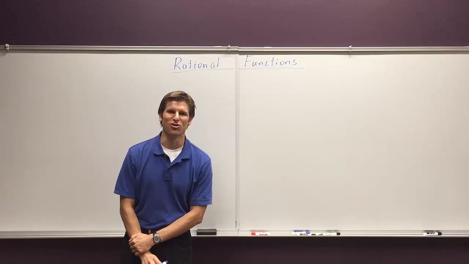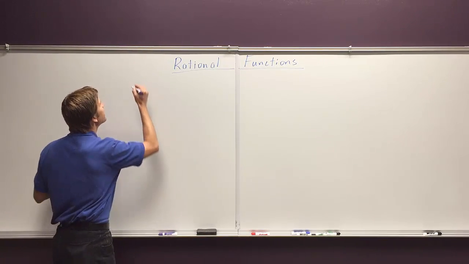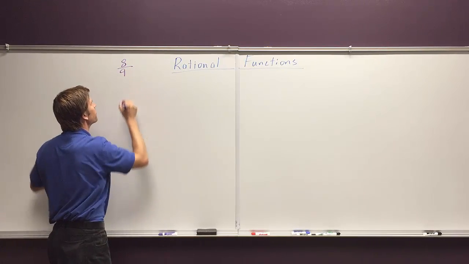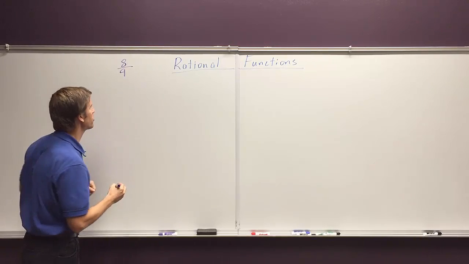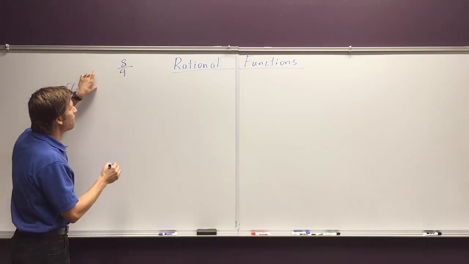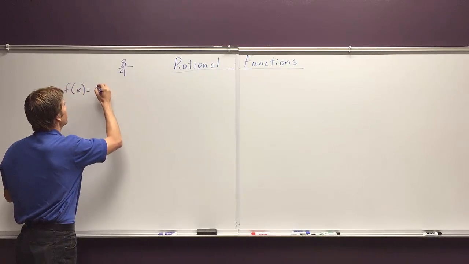Let's talk about rational functions. So you remember a rational number is an integer divided by another integer, right? A non-zero integer. So a rational function is actually a polynomial function divided by a non-zero polynomial function.